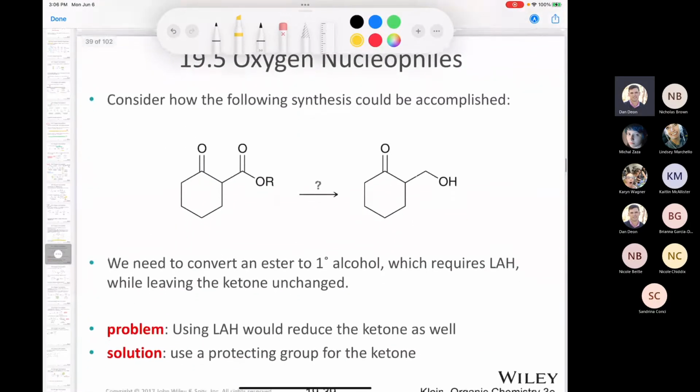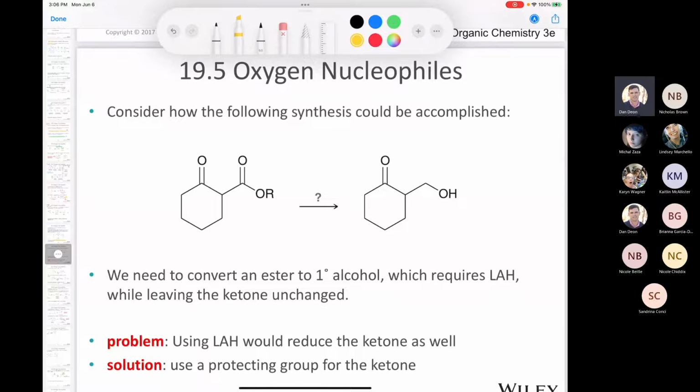Check it out. What if you wanted to do this reaction, or this synthesis, sorry. What if you had a compound, check this out, you've got an ester and a ketone in the same compound, and you just want to make this compound.